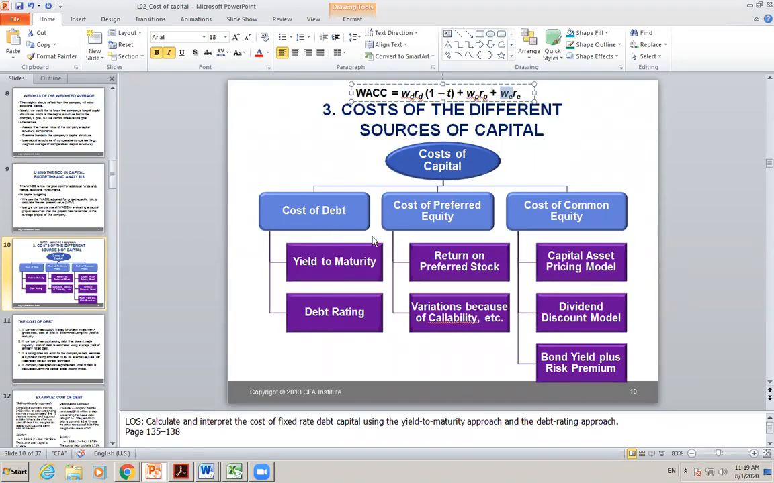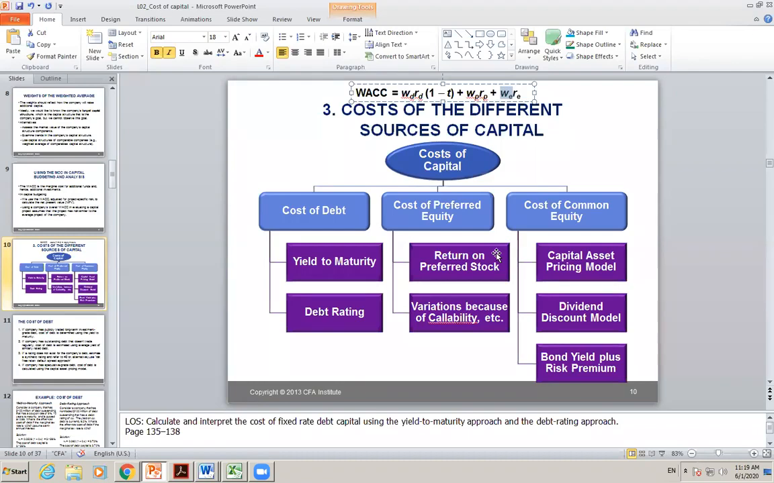But estimation of the cost of debt, preferred equity, and common equity is a bit different. Cost of debt is measured in two ways. Cost of preferred equity is basically measured in one way, sometimes in two ways, due to callability, since there can be callable preferred stock. And cost of common equity is estimated through three methods, which are CAPM, the DDM model, and bond yield plus risk premium. So we're going to proceed through each, how to estimate.